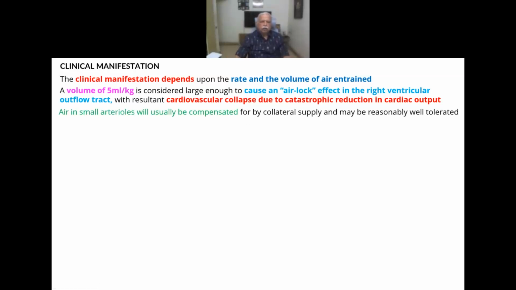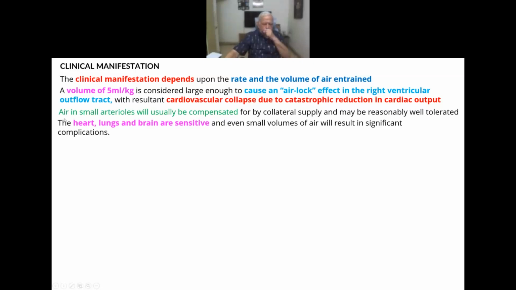Air in small arterioles can be compensated by collateral supply. So we don't see arterial embolism as commonly as we see venous air embolism. But structures like the heart, lungs, and brain are very sensitive, and there even a small air can produce problems. So these are the three structures which are more sensitive: heart, lungs, and brain. Now, system-wise, what are all the effects?